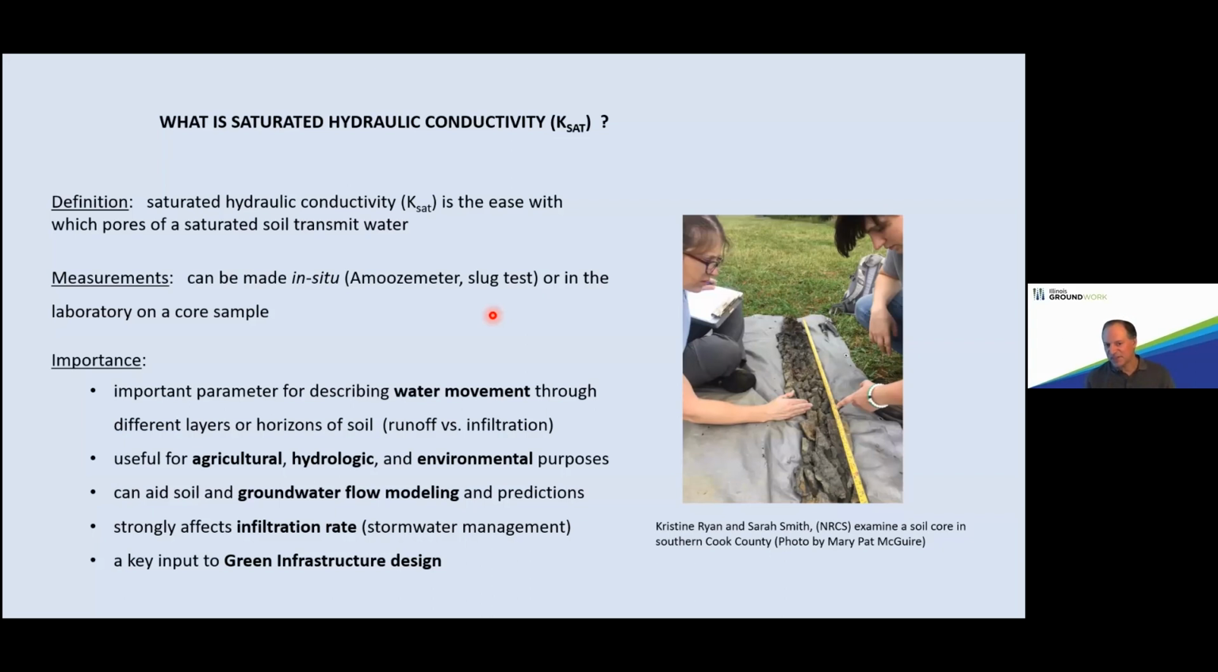The in situ measurements are preferred because you consider fractures and other things in the field that you wouldn't otherwise get in a core sample. So the importance of this is for describing water movement through different layers or horizons of soil. It's useful in agricultural, hydrologic, or environmental purposes, can aid soil and groundwater flow modeling, and of course it strongly affects infiltration rate, which is important for stormwater management and is a key input to green infrastructure.